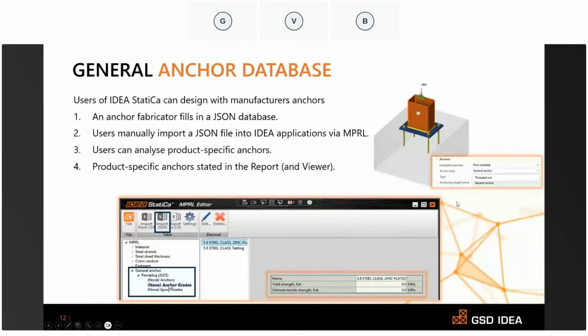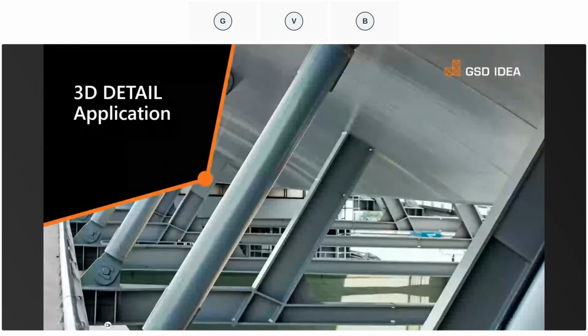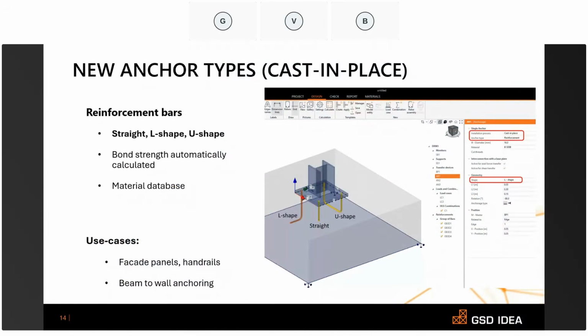Now that we have discussed the connection application, it's very mandatory to extend the same to the 3D detail as well. Let's see what's new there. The first one is the reinforcement bar anchors, available, as I've mentioned, in straight, L shape, and U shape forms. The bond strength here is now automatically calculated based on the concrete properties that the designer has input, so you don't need to manually enter those values. There's also a dedicated material database for the same.